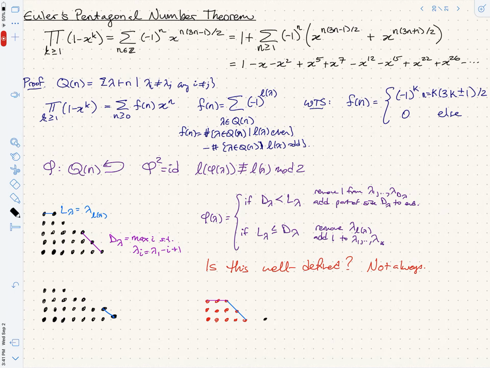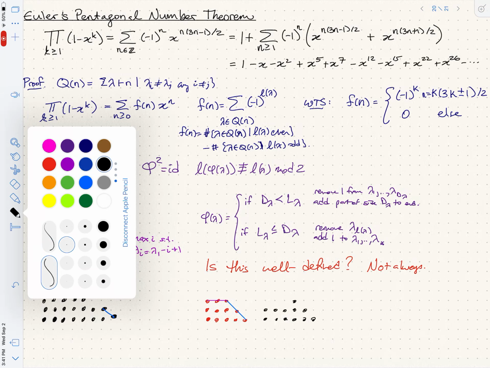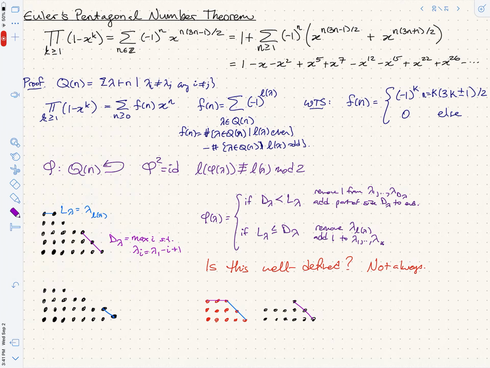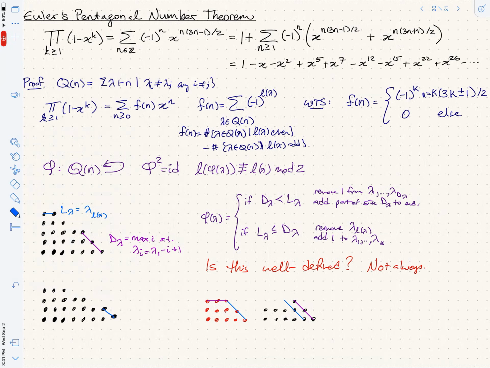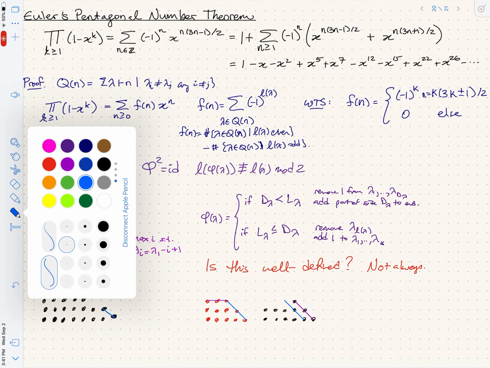I'm going to end up with these guys staying the same, and now I have this blue line that I had here, except that last guy gets taken off, and now I'm trying to add something of length 3. So I'm trying to add this. And I've sort of crippled myself here, right? This is what the map phi would want to do, and that's no good.